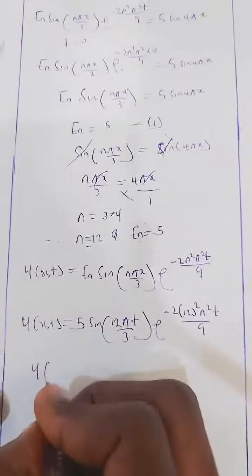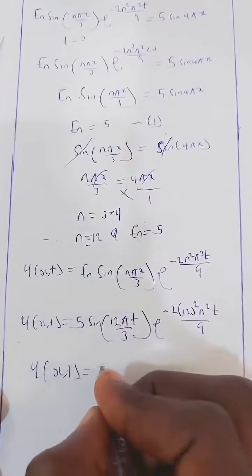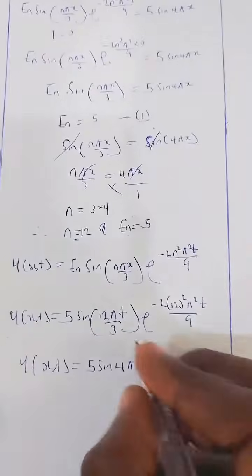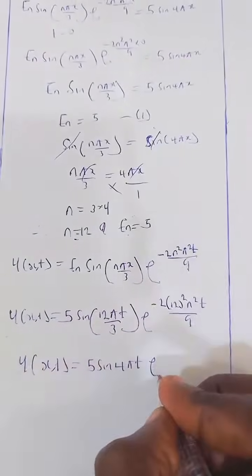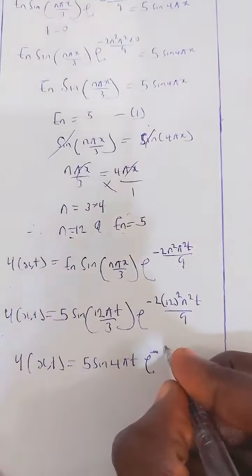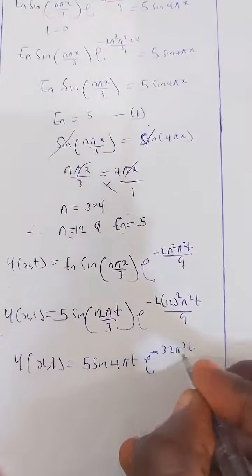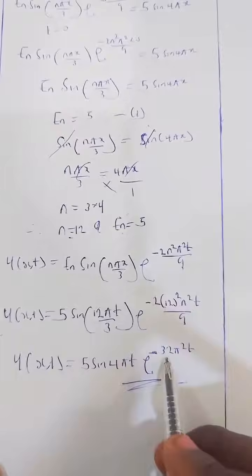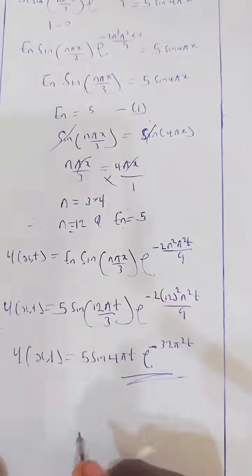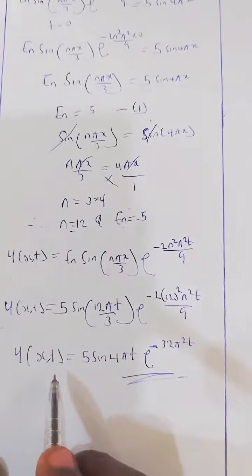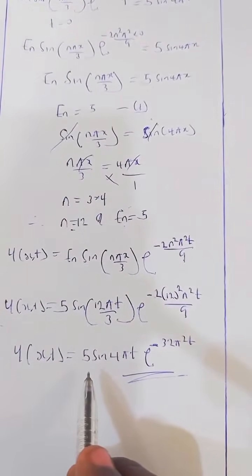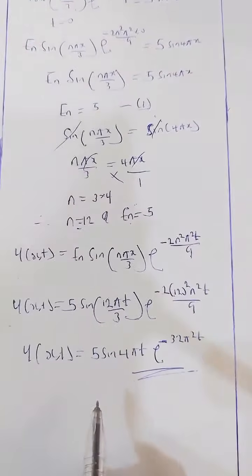Simplifying this, I have u as a function of x comma t equals 5 sine 4 pi x. The 3 cancels out, I'll be left with 4, exponential negative 32 pi squared t, meaning this 2 multiplying 12 squared over 9 gives you 32. So given that question, this is our general equation, meaning this is our heat equation. We've modeled a heat equation for that given question. So this is how you solve a similar question.